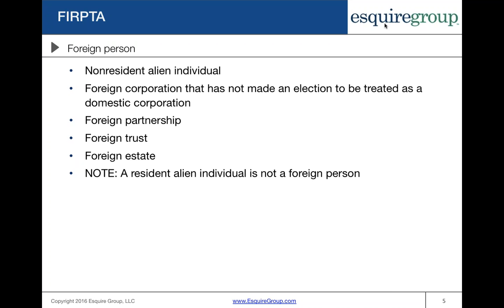It is also a foreign corporation that has not made an election to be treated as a domestic corporation, a foreign partnership, a foreign trust, or a foreign estate. And you'll notice at the end here I have a note. It says a resident alien individual is not a foreign person. So a resident alien is somebody that has a green card or somebody that is otherwise resident in the U.S. for income tax purposes. And the way that happens is that somebody meets something called the substantial presence test, which means that by virtue of spending a certain amount of time in the U.S., they've become tax resident in the U.S. without being a citizen or a green card holder.